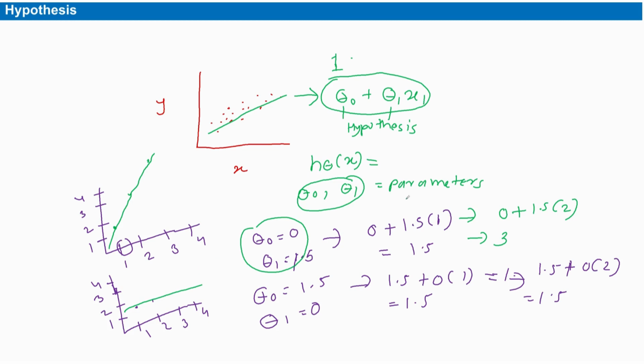In one interview, they asked me why the hypothesis in linear regression, or any other model, depends on the parameters. At that time we need to give the explanation like this. I hope you understand what the hypothesis is. This is the explanation about that. Now let's move to the next thing, which is the cost function.